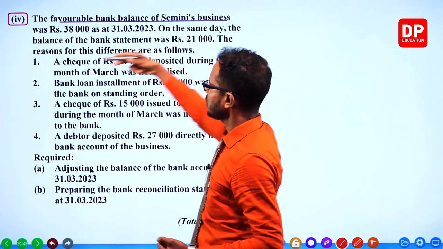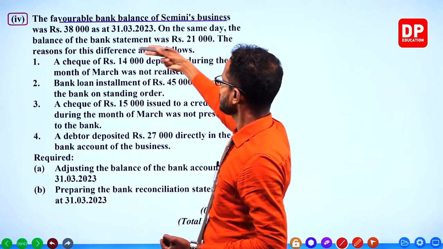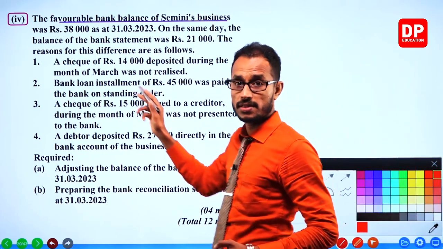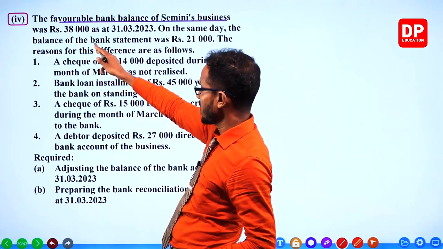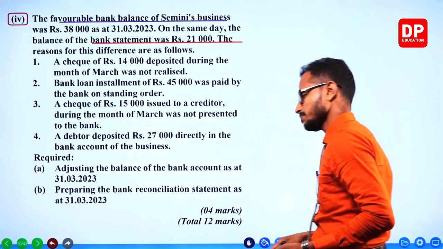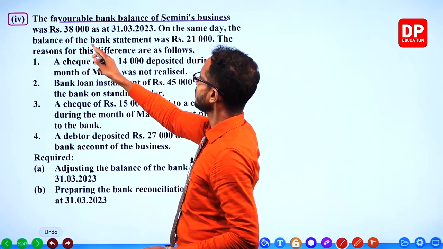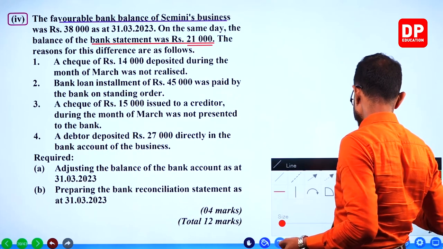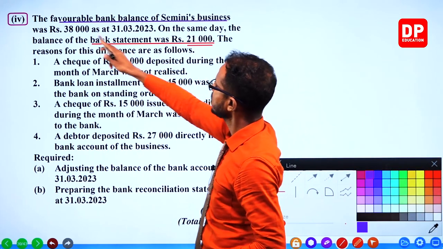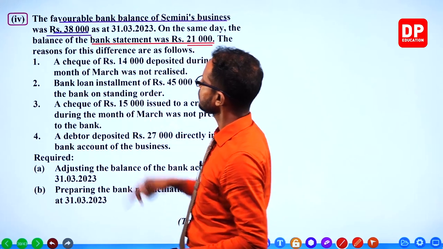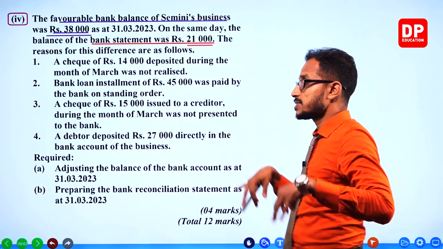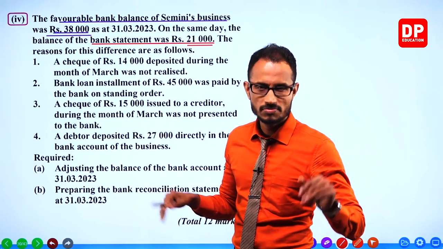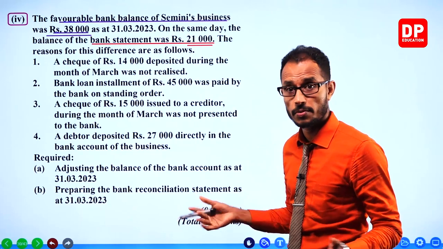38,000 as at 31st March 2023. On the same day, the balance of the bank statement was 21,000. That's the problem here. That is why we have to prepare the bank reconciliation, because the bank statement showed a different balance. Bank statement balance was 21,000, but the business bank account showed 38,000. That's why we have to prepare the bank reconciliation.